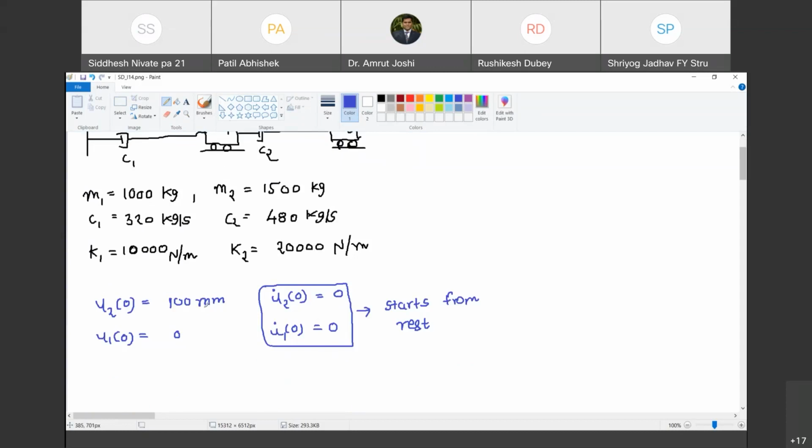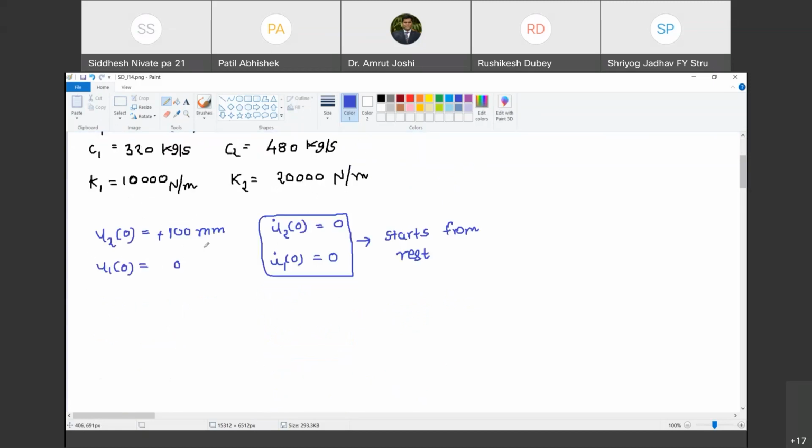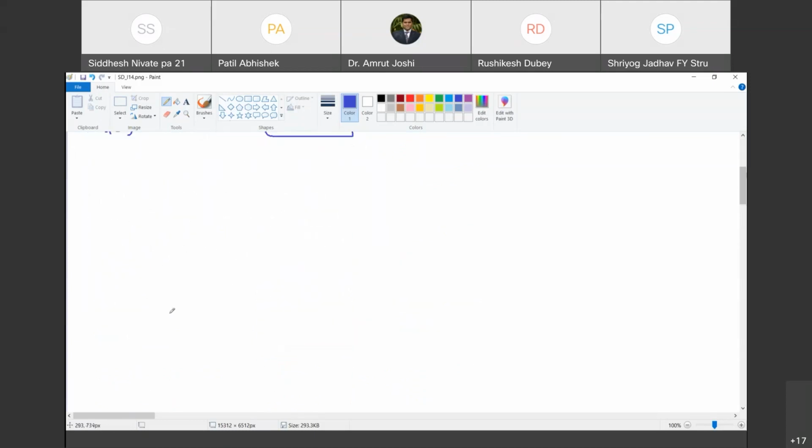U2 of 0, that means the displacement of mass M2 at time t equal to 0, is plus 100 mm. And U1 of 0, that is the displacement of the first mass at the commencement of observation, is 0 at time t equal to 0. Happy? Okay, let us go ahead now and solve this problem.